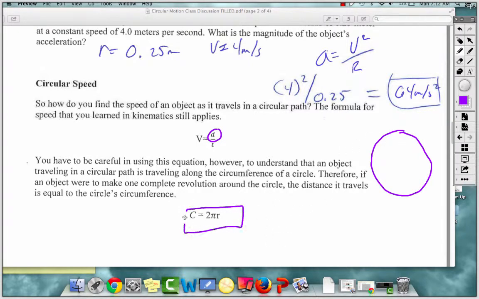And here's the formula for circumference. Hopefully that isn't foreign to you, but circumference equals 2 pi r. So another way of actually writing this formula would be v equals 2 pi r over the time it takes to complete one path around the circle. Because this is the distance, right? This 2 pi r is the distance that it travels divided by the amount of time it takes to do that. So just kind of keep that in mind. It's really the same stuff we've been doing. It's just now we're talking about something that's moving in a circle instead of moving in a straight line.